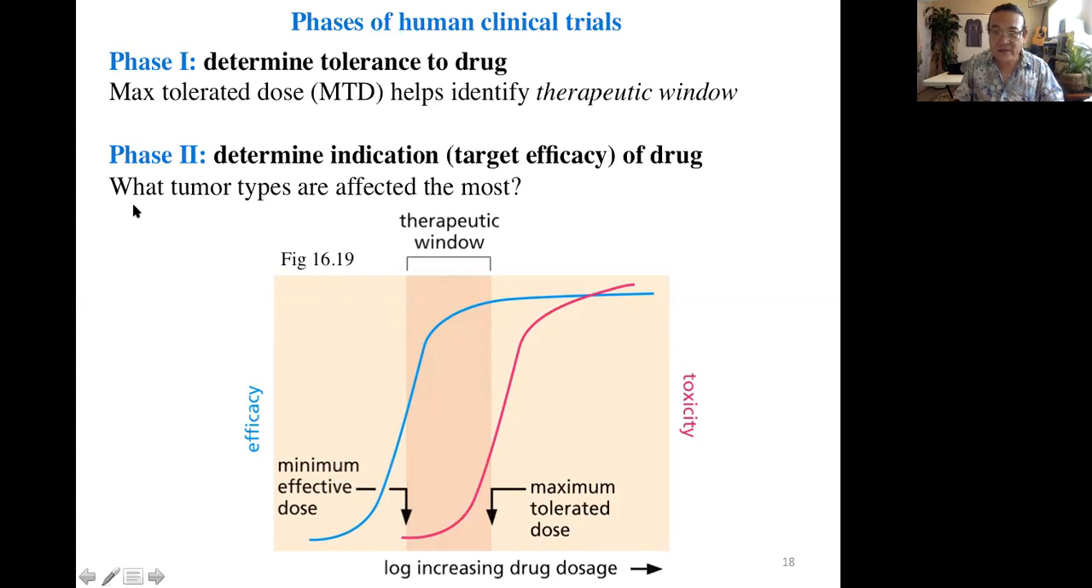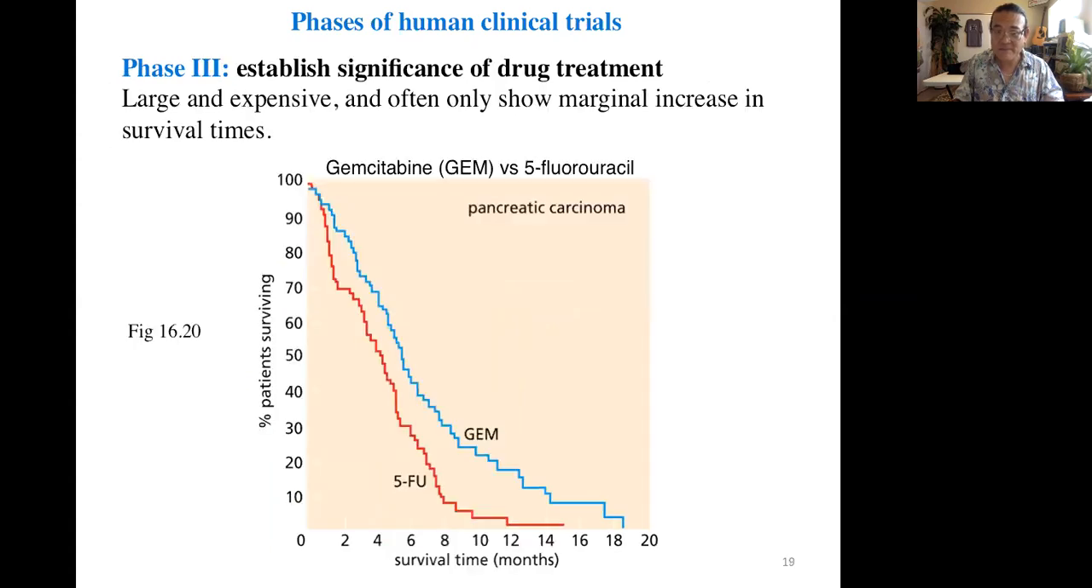Phase 2 clinical trials then determine what type of targets are actually being targeted by your drug in the person's body, right? So in other words, you might start having different cancer patients involved in this trial. Then you start giving these trial subjects doses of your drug that you determined is the therapeutic dose based on phase 1. And then you look at, are there any effects on various tumor types? Right? And then lastly is phase 3.